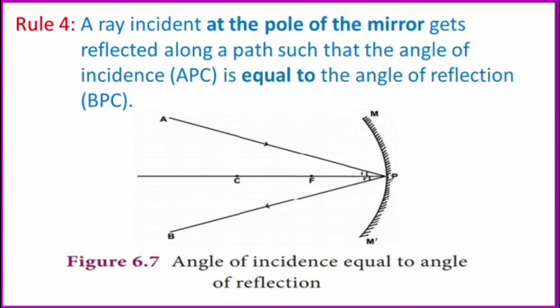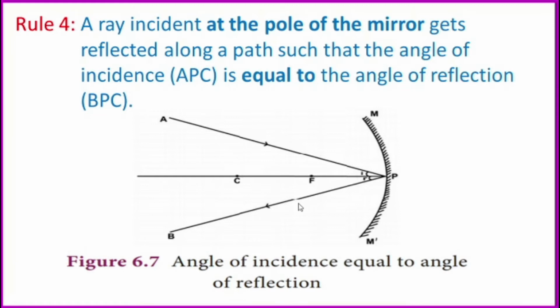Pole means it's the geometric center of the particular spherical mirror. So a ray incident at the pole of the mirror gets reflected along a path such that the angle of incidence APC, that is indicated by I, is equal to the angle of reflection when the rays are incident at the pole of the mirror. Then what is the incident ray?